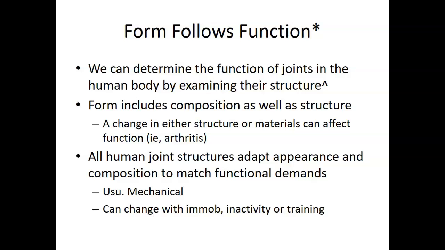It includes the composition, so you're going to change the composition of your connective tissue. Your bone is going to respond to stress, your ligaments, your tendons are going to respond to stress, and they're going to change and become better at what you ask it to do, usually. Sometimes it's negative, sometimes it's a wear and tear that becomes an arthritis. And all human joint structures respond to this. They're typically mechanical, but it can also be a response to a immobilization or some other inactivity or training stress that you put on it.